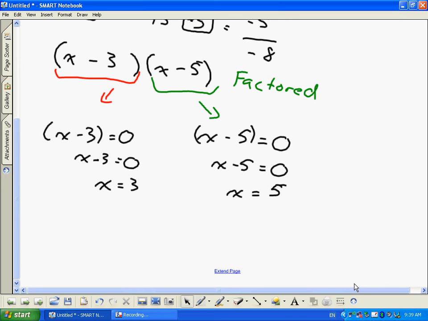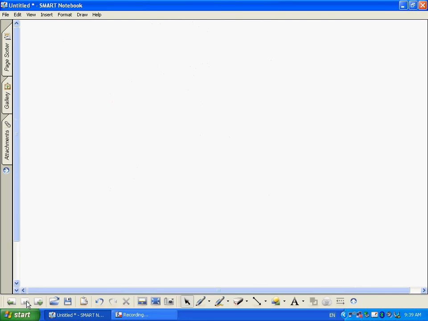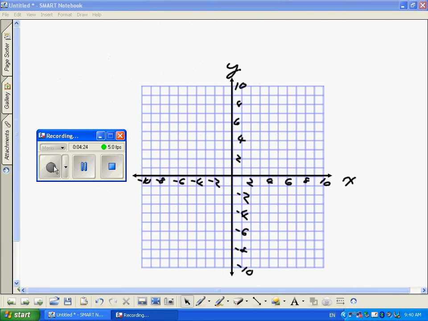So what I'm going to do is graph this on the other page. We're going to keep moving back and forth through the pages. One page will be all of our work. One page will be us connecting it to the graph. So let's go to this next page here.